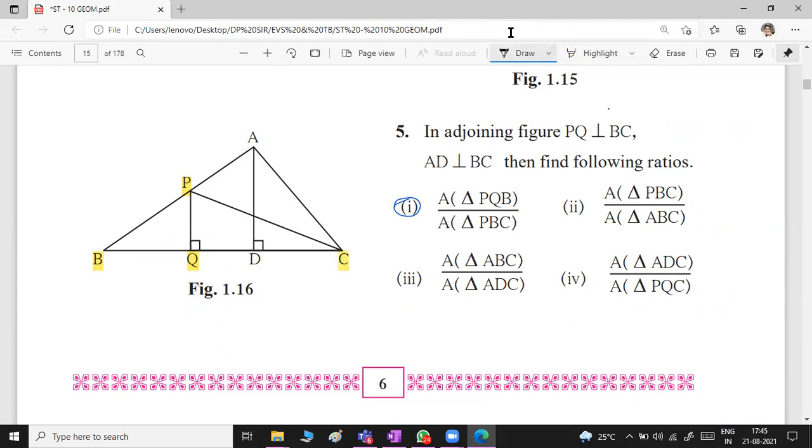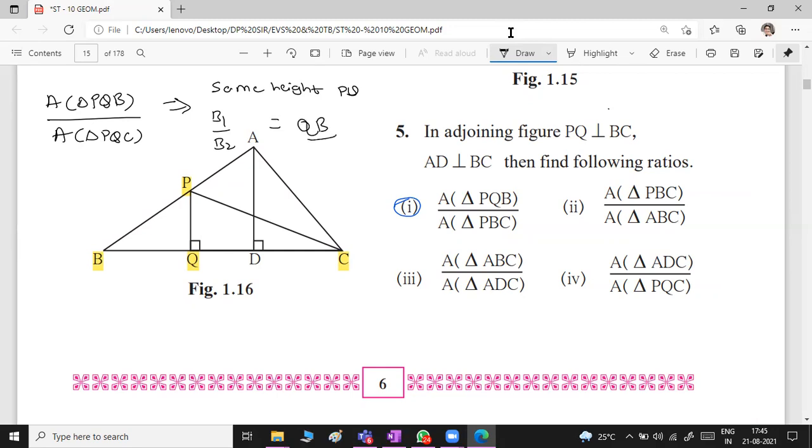ठीक है. So it's very easy. Area of triangle PQB upon area of triangle PQC is equal to, in this particular triangle they both have, ये triangle देखो और ये triangle देखो, उनका height same है, that is PQ. They both have same height PQ. So इनका ये हो जाएगा base upon base, which is equal to, उनका base क्या है? Base है QB and BC. ठीक है. So your answer is QB upon BC.